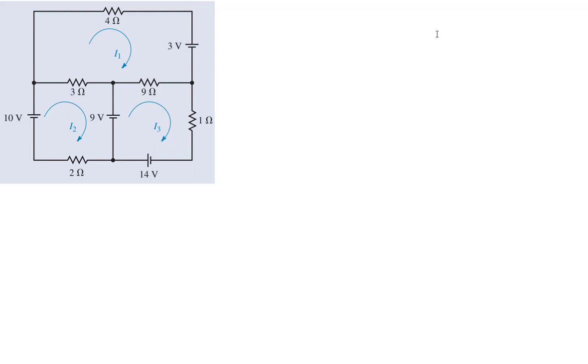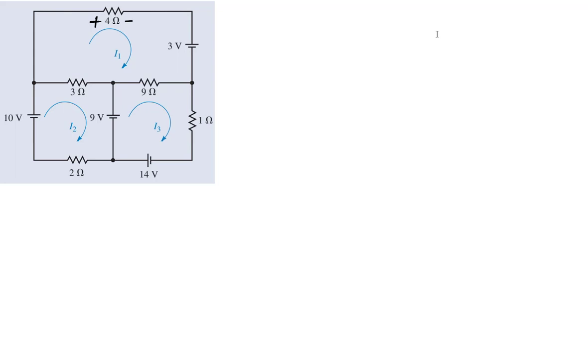So here is mesh 1, and here is mesh 2, and here is mesh 3, and we are going clockwise. If we start from this corner here and we go there, we have this voltage drop. Now we are assuming that the current I1 goes like this through this resistance. So we know that this is the polarity, plus from here and negative from here, according to our current.